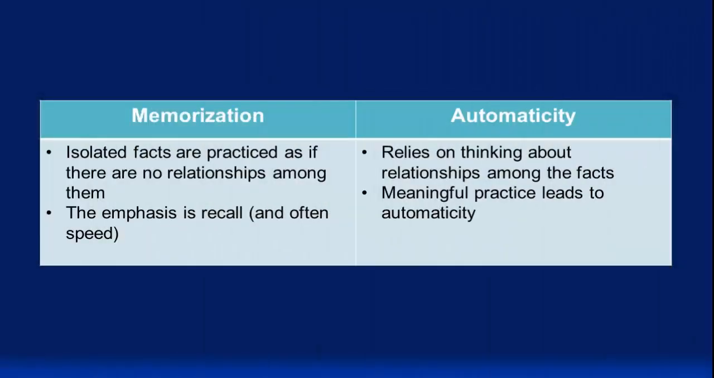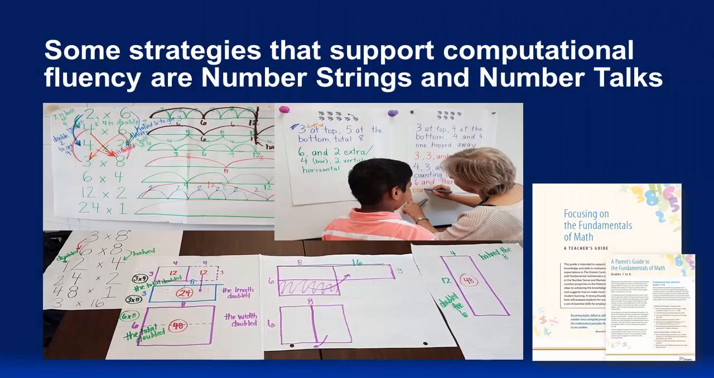skills. There is a difference between memorization and automaticity. Automaticity relies on thinking about relationships among the facts. The question is not whether we want our students to know their facts. The question is how to get there. The how relies on implementing good pedagogy. Some strategies that support computational fluency are number strings and number talks.